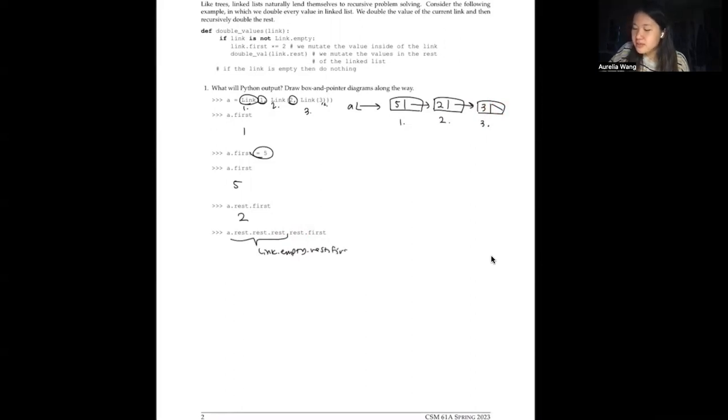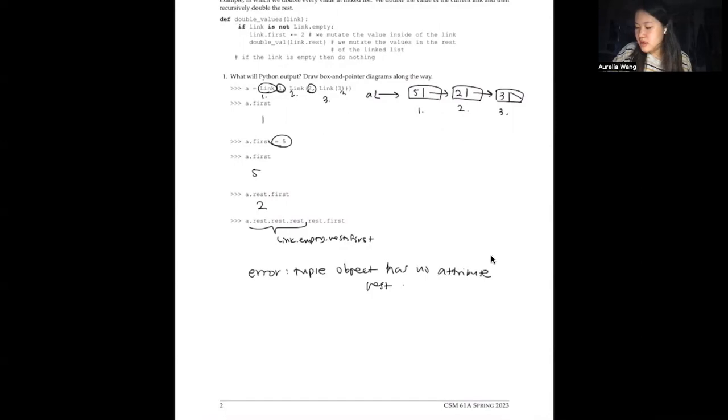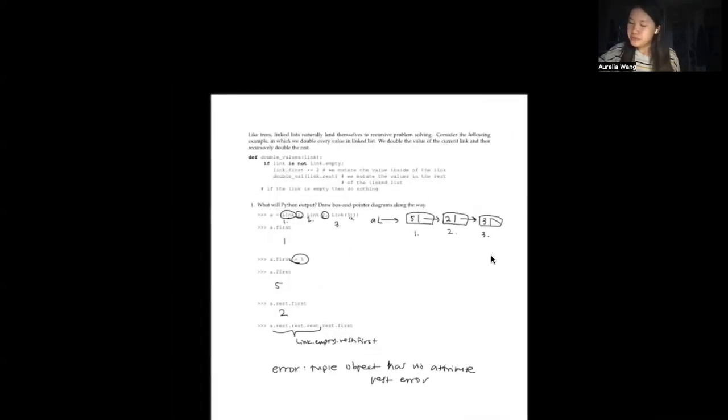Well, actually, remember, like I said previously, link.empty is not a link object because it does not have a dot first and dot rest attribute. It is a none type value. And so this will return an error. More specifically, it is a tuple object, has no attribute to rest error. So link.empty does not have a dot rest value, and so it'll return an error every single time you try to access it if you do.